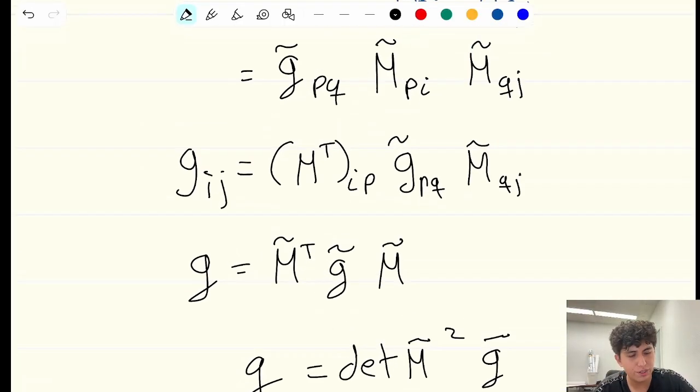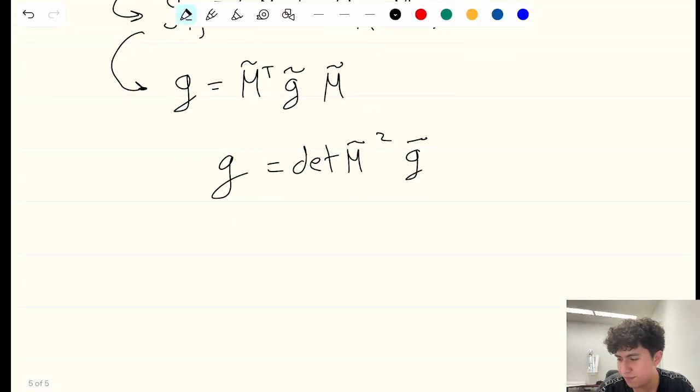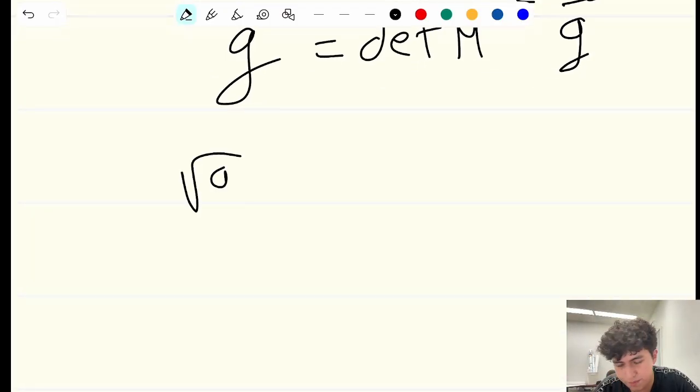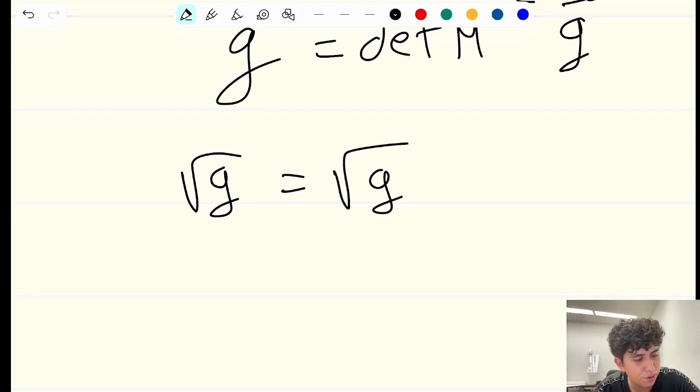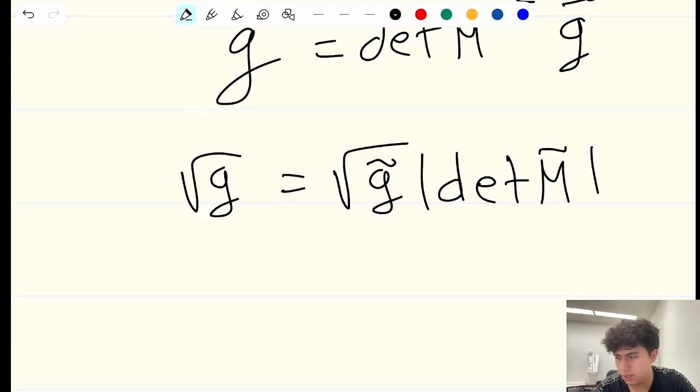So from here I took the determinant. Remember that the definition of the determinant is just G. You're taking the determinant and we define it to be G. So you can take the square root from here. It'll be the square root of G tilde, and you get just the determinant of M tilde here.